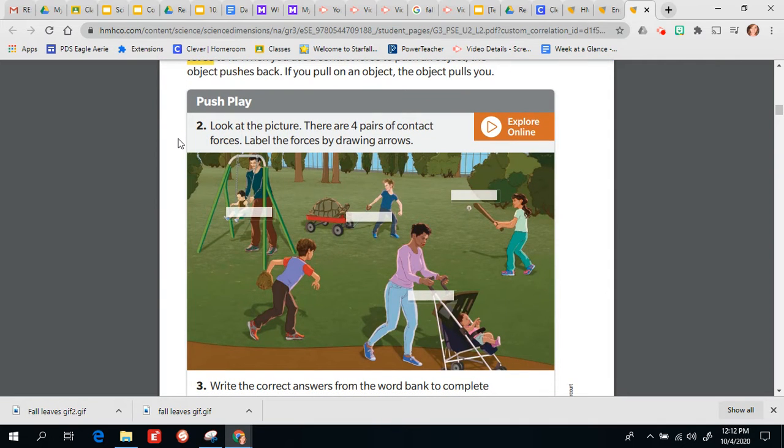Look at the picture. There are 4 pairs of contact forces. Label the forces by drawing arrows. So look at each one of these images and you are going to draw an arrow either pointing this direction or an arrow pointing this direction to show either a push or a pull.